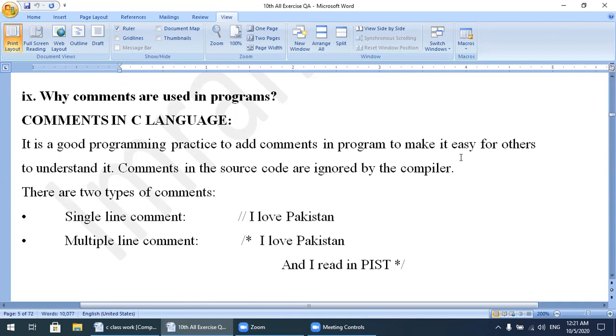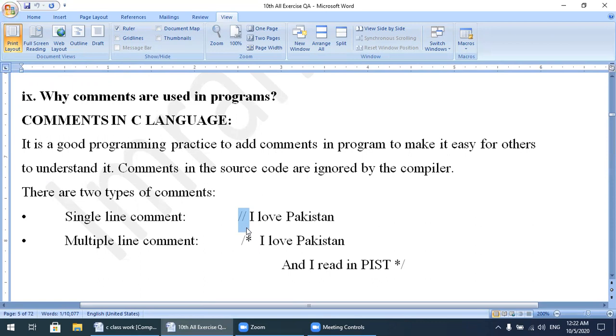There are two types of comments used in a C program or C++ program: single line comments and multi-line comments. When I use a single line comment, I have to use a double forward slash for the single line comment.